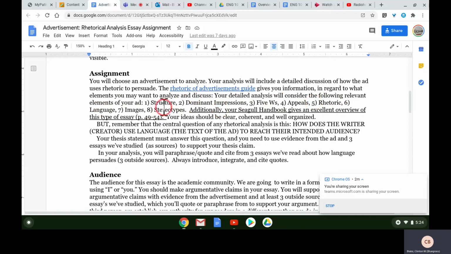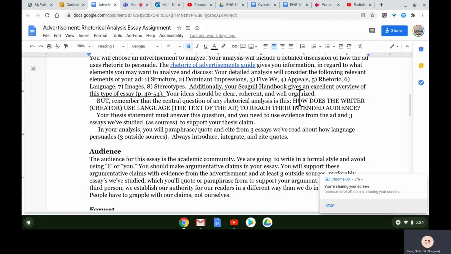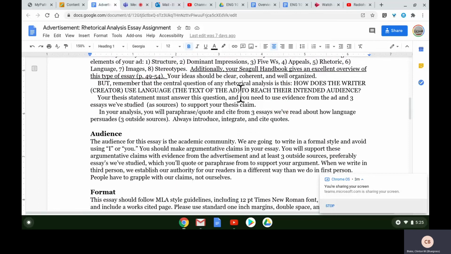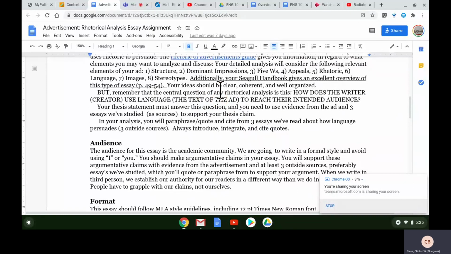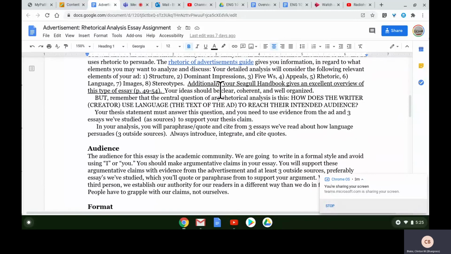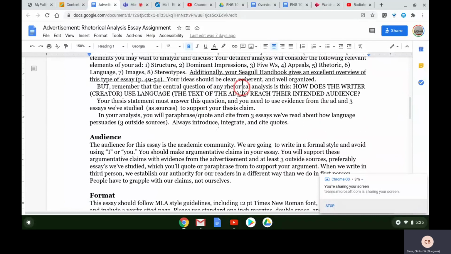Language, images, and stereotypes. So one thing, before we jump into those, remember the central question of your rhetorical analysis is going to be, how does the writer or the creator of the ad use language, aka the text of the ad, and that could be any choices that they're making in that advertisement, whether it be images, their structure of the ad, or sound, you name it. But how do they use that and make those choices to reach their intended audience? So that will be your guiding thesis there.